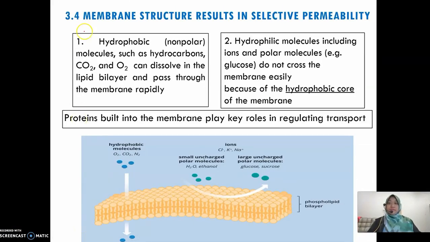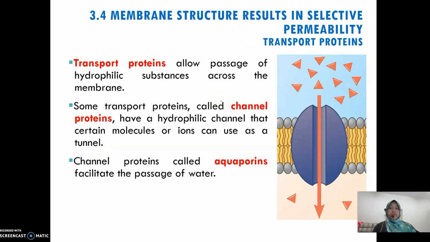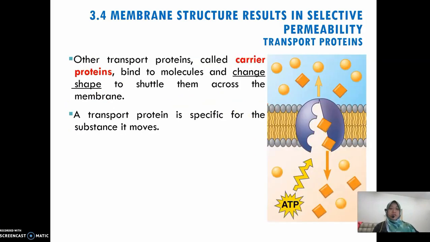Therefore, in selective permeability, only hydrophobic molecules can pass through the plasma membrane rapidly without using any transport protein. However, hydrophilic molecules, including ions, polar molecules, and large molecules, need proteins to transport them across the plasma membrane. There are two types of transport protein. One is channel protein. The other one is carrier protein.